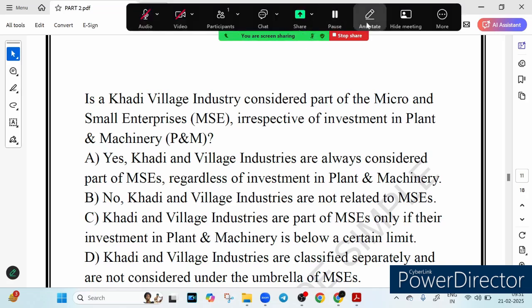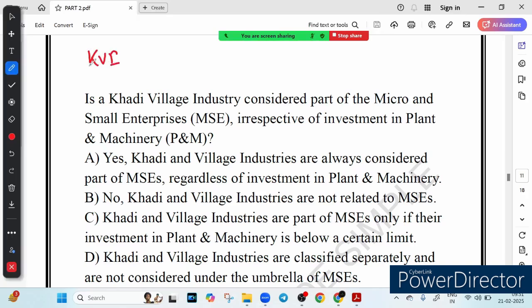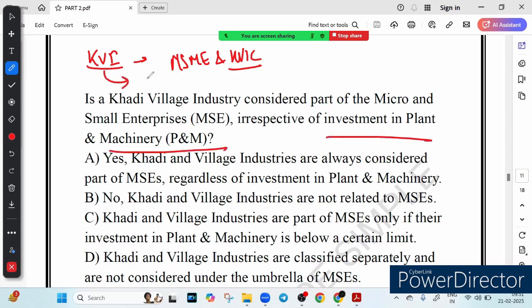KVI, in short we call Khadi village industry as KVI, and this KVI is directly supported by the Ministry of MSME and KVIC, which is the Khadi Village Industries Commission. Unlike regular MSEs, KVI units are included under the MSE category regardless of their investment in plant and machinery. No matter what they have invested in plant and machinery, they will be included under KVI, MSE. They are included under the micro and small enterprise category.